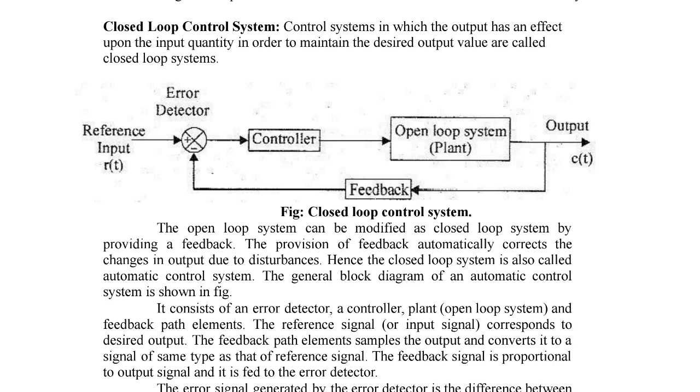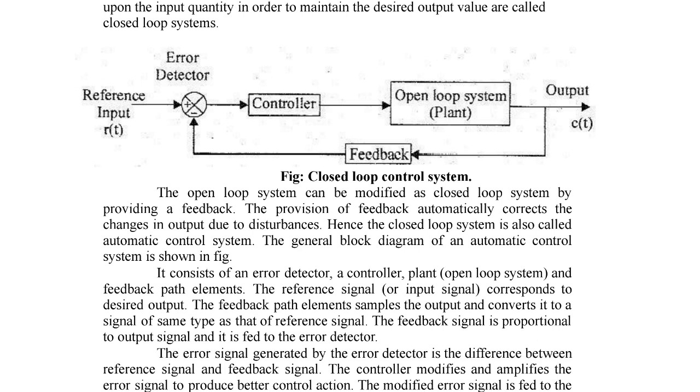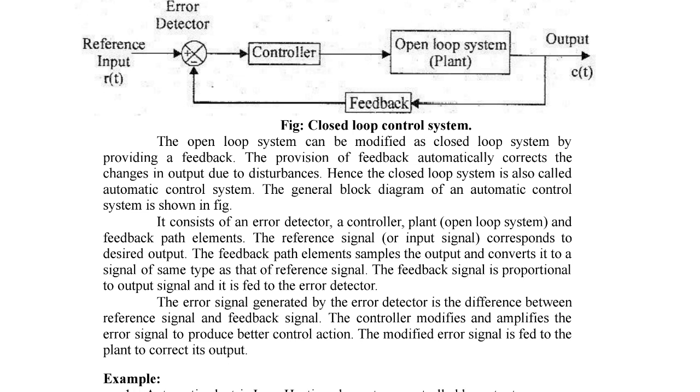The general block diagram of an automatic control system is as follows. Here we have the reference input. After that, the input goes to the controller. Next, the plant. After processing, the output feedback signal goes to the error detector, where the error is corrected. The feedback path element samples the output and converts it to a signal of the same type as the reference signal. The feedback signal is proportional to the output signal, and it is fed to the error detector.